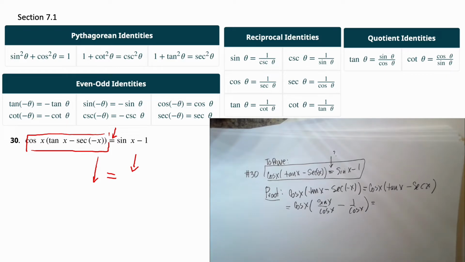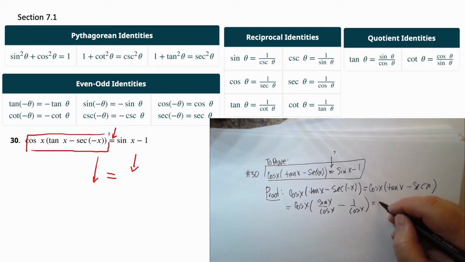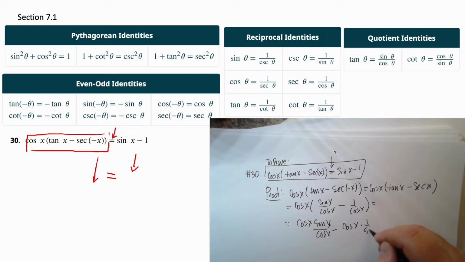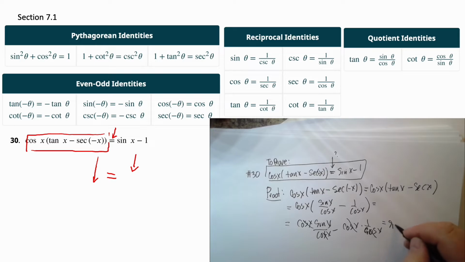Now we could do this two different ways. I could distribute the cosine. That's a good way. Or I could combine these two because this is just subtracting fractions. But either way, it's going to give me the same thing. So let's do this by distributing the cosine. It's going to be a little long, so I'm going to move it down here. Cosine x times sine x over cosine x minus cosine x times 1 over cosine x. These divide out, and that leaves me sine x minus 1, which is what we're trying to prove, and that's the end of our identity.